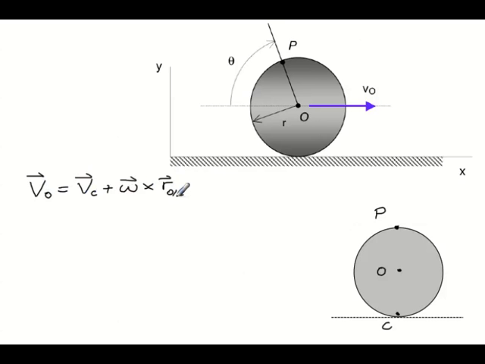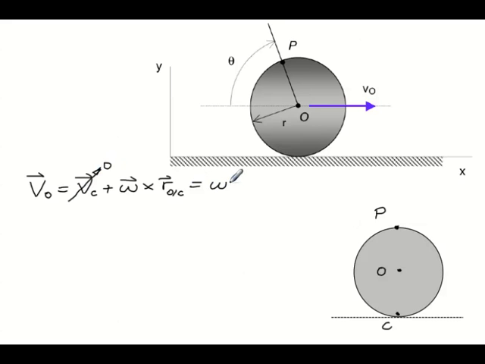Now, what no slip means is that point C, the contact point, has the same motion in the x direction as the ground. Well, since the ground is fixed, its velocity is 0, therefore the velocity of the contact point is 0.